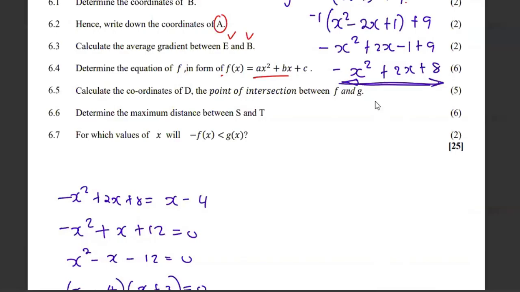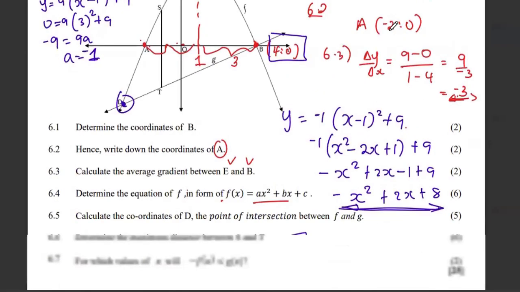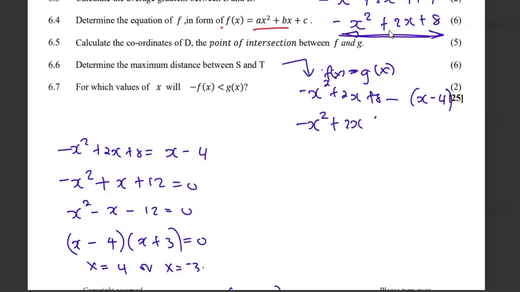Yeah, perfect. Then get the maximum distance between S and T. So for the distance between S and T, the graph that is above is F. Then we're going to subtract, so we're going to say F minus G of x. This becomes the distance between the two graphs: negative x squared plus 2x plus 8 minus (x minus 4). Opening up, negative x squared plus 2x plus 8 minus x plus 4. Then you simplify: negative x squared plus x plus 12, which is just the same as this.